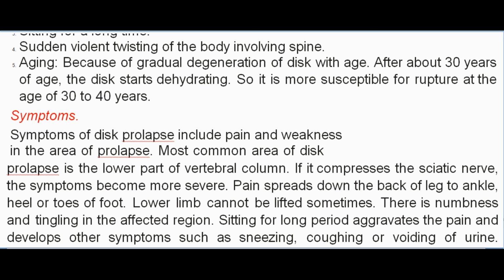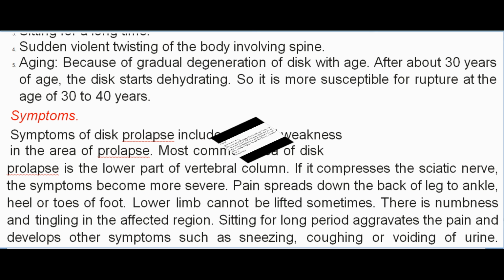Symptoms. Symptoms of disc prolapse include pain and weakness in the area of prolapse. Most common area of disc prolapse is the lower part of vertebral column. If it compresses the sciatic nerve, the symptoms become more severe. Pain spreads down the back of leg to ankle, heel, or toes of foot. Lower limb cannot be lifted sometimes. There is numbness and tingling in the affected region. Sitting for long period aggravates the pain and develops other symptoms such as sneezing, coughing, or voiding of urine. Prolonged compression of sciatic nerve leads to weakness of leg muscles.